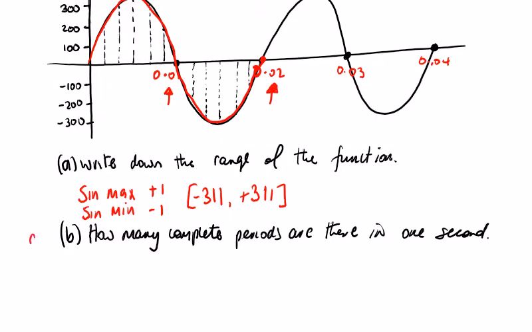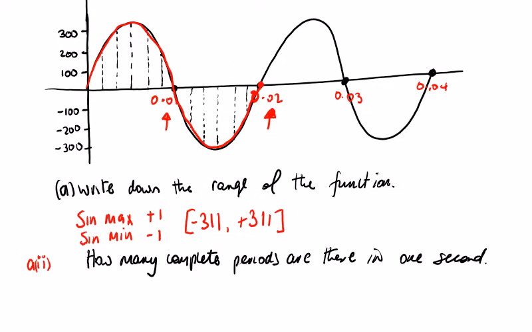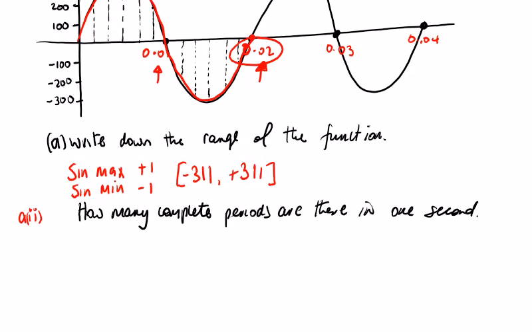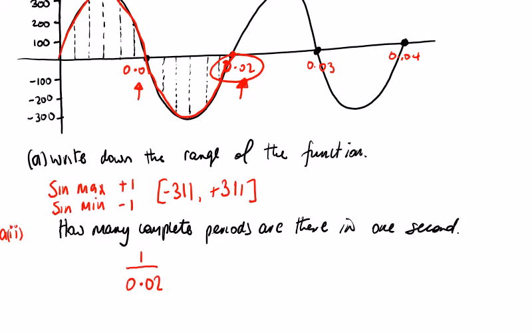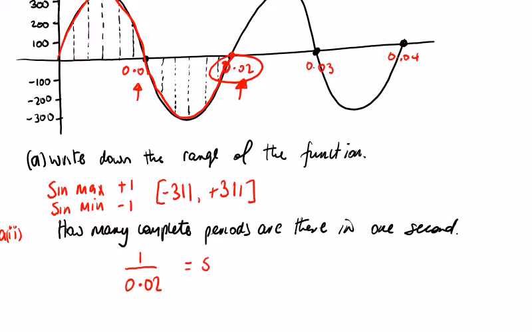Part A2, not part B, part A2. How many complete revolutions or periods are there in 1 second? Well, what do we say here? One full revolution is this 0.02. So we'd have to divide 1 full second by 0.02 to find out how many of them are in 1 full second. And 1 divided by 0.02 is going to be 50. So there are 50 in 1 full second.